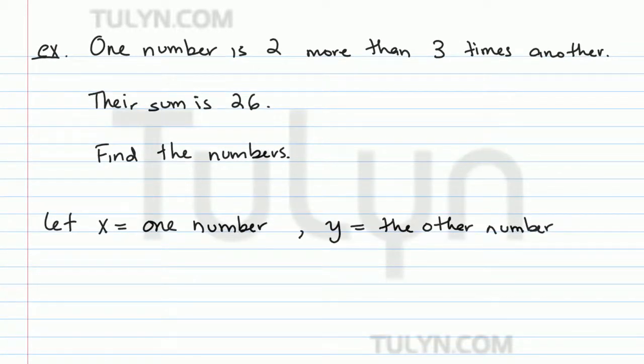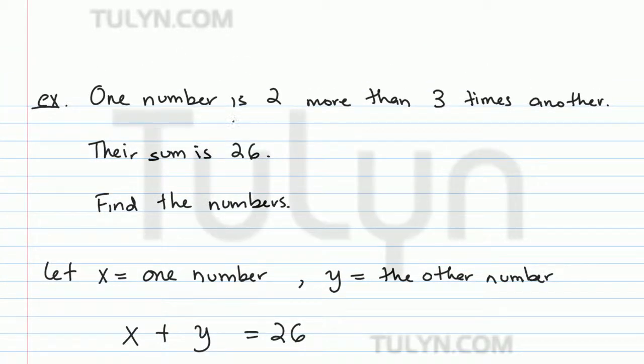So now we have to decipher this information. So we know that their sum is equal to 26. So when we add both of the numbers together, we get 26. So x plus y is 26, right? And we also know that one number is 2 more than 3 times another. And this is probably one of the main problems that students have in mathematics, is translating this English into math. And as it turns out, you can sort of do a straight translation.